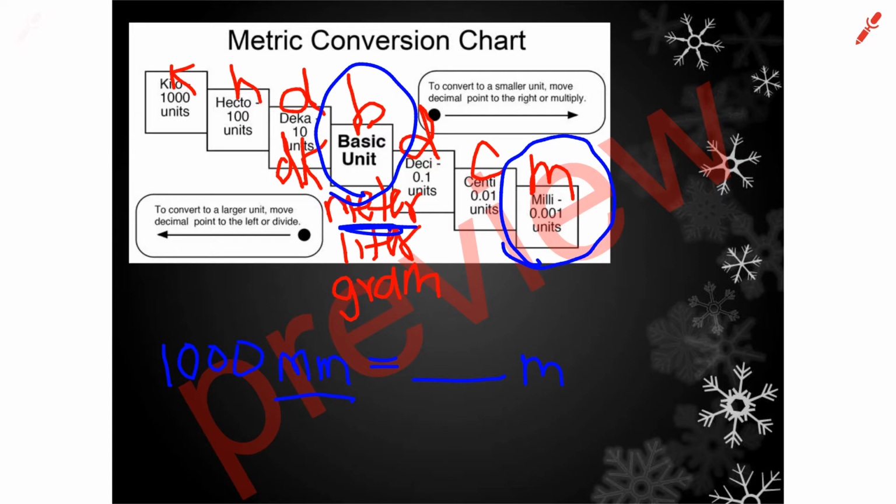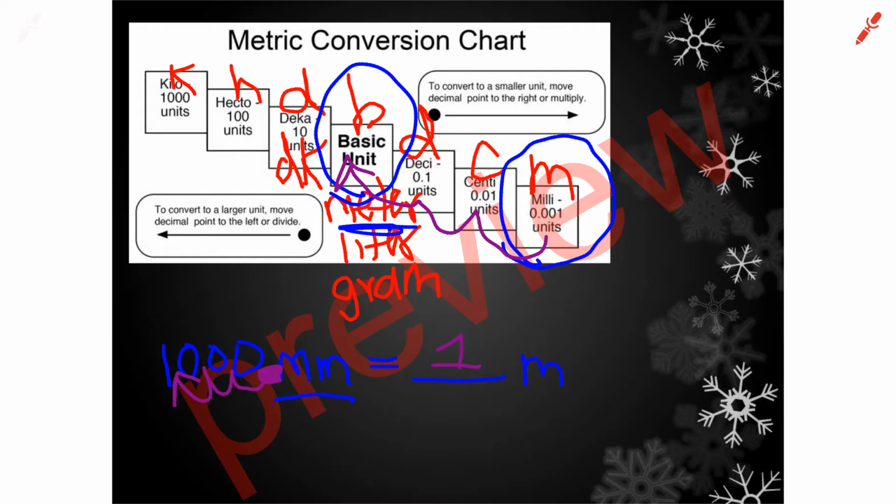And so what you want to do is you want to see how many spaces away it is. So it is 1, 2, 3 spaces away. And you want to see in what direction you are going to be moving. So you are moving 1, 2, 3 spaces away to the left. And so you want to find out where your original decimal place is. And so remember, when you're dealing with a whole number, your original decimal place is at the end. And so you would move 1, 2, 3 places to the left. So the answer would be 1 meter.